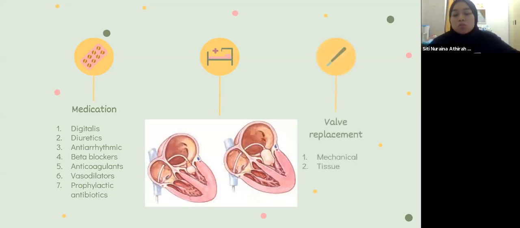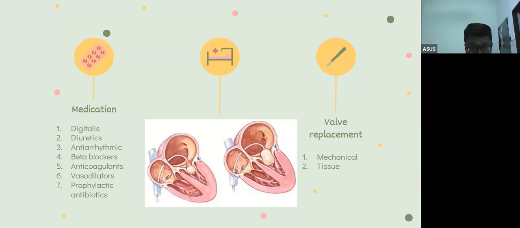And then we can also do valve replacement. Basically, we have two types. First is mechanical and second is tissue. So for the mechanical valve replacement, we will have to prescribe the patient with lifelong anticoagulant therapy.